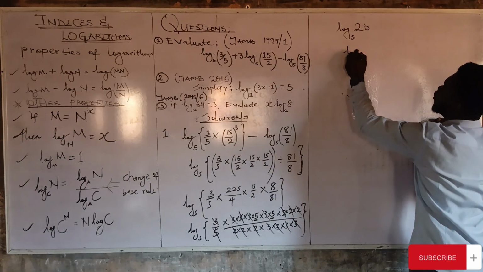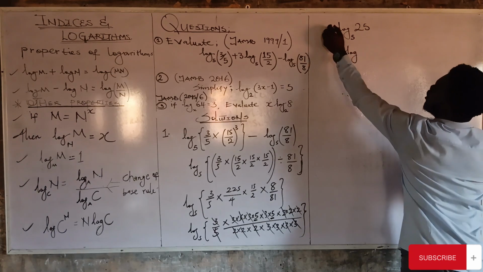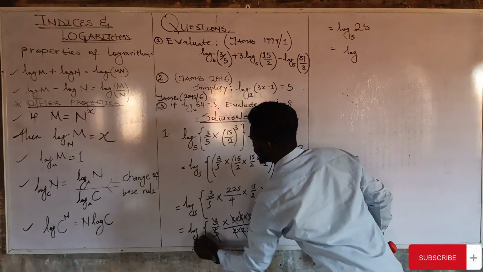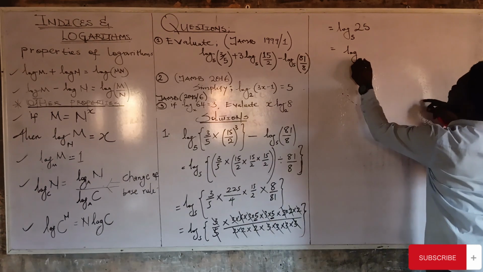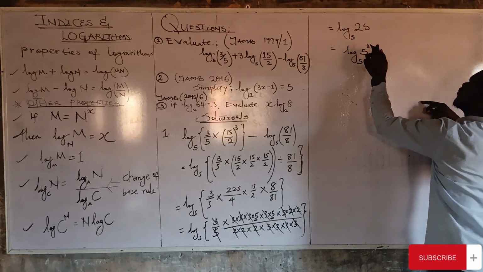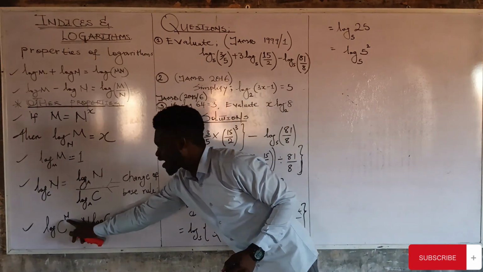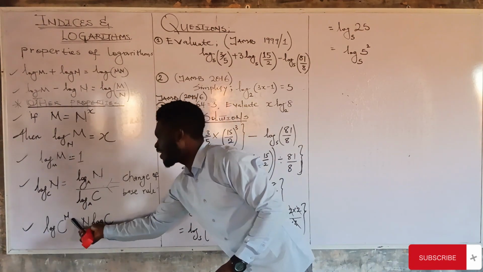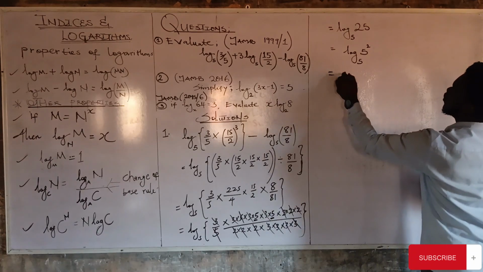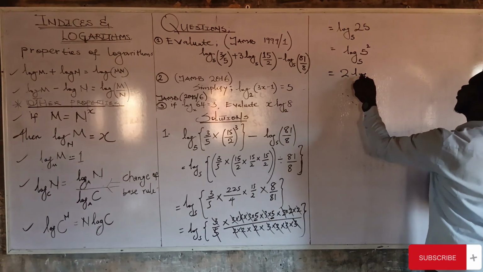So we can say that log, let's just put an equal to. So we're trying to simplify this. So we have base 5 raised to the power of 2. Now remember the law that says that whenever you have a power raised to the power of n, it goes to the back and becomes n. So therefore we are going to have that. This becomes 2 log what?